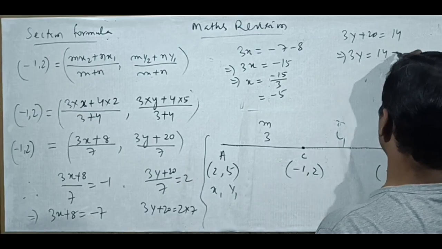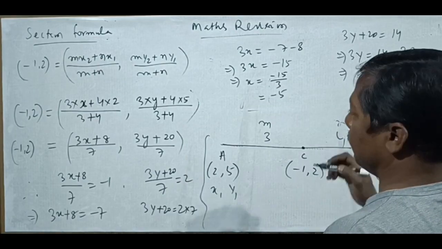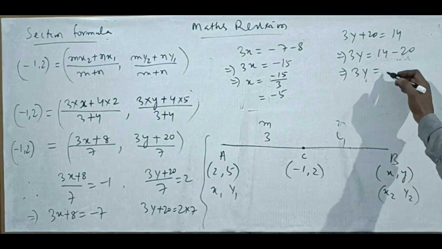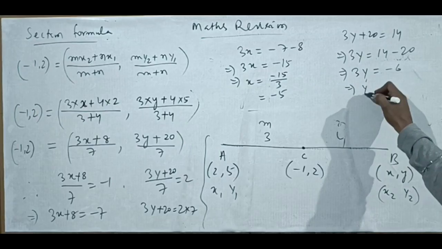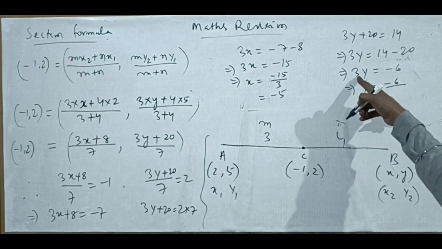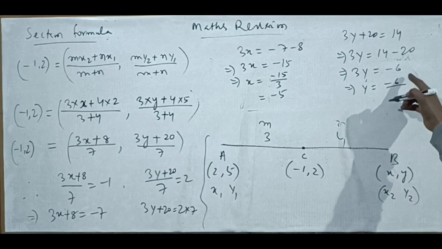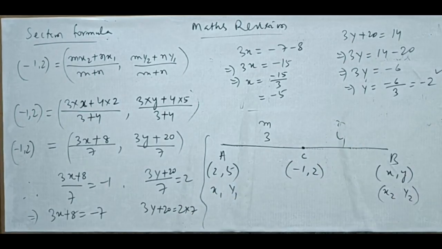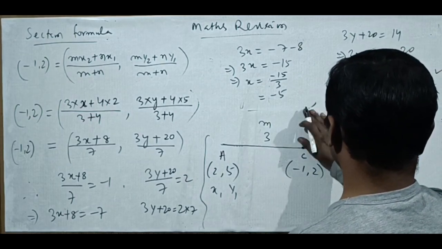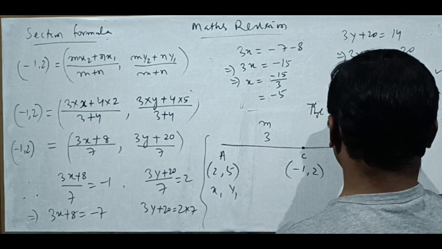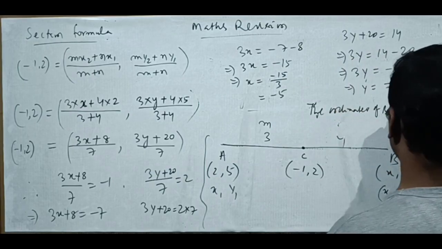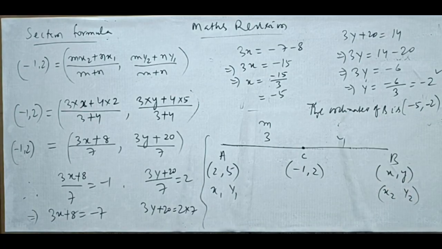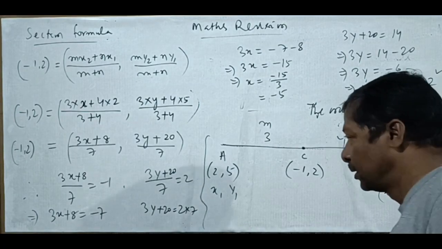Another is, see, 3y plus 20 equal to 14, since 2 into 7 is 14. 3y equal to 14 minus 20, how much? -6. y equal to -6 divided by 3, this is multiplied here, it will be divided on the other side, so -2. This is another answer. So the ordinates of B are -5, -2. Okay, let's go to the next question.